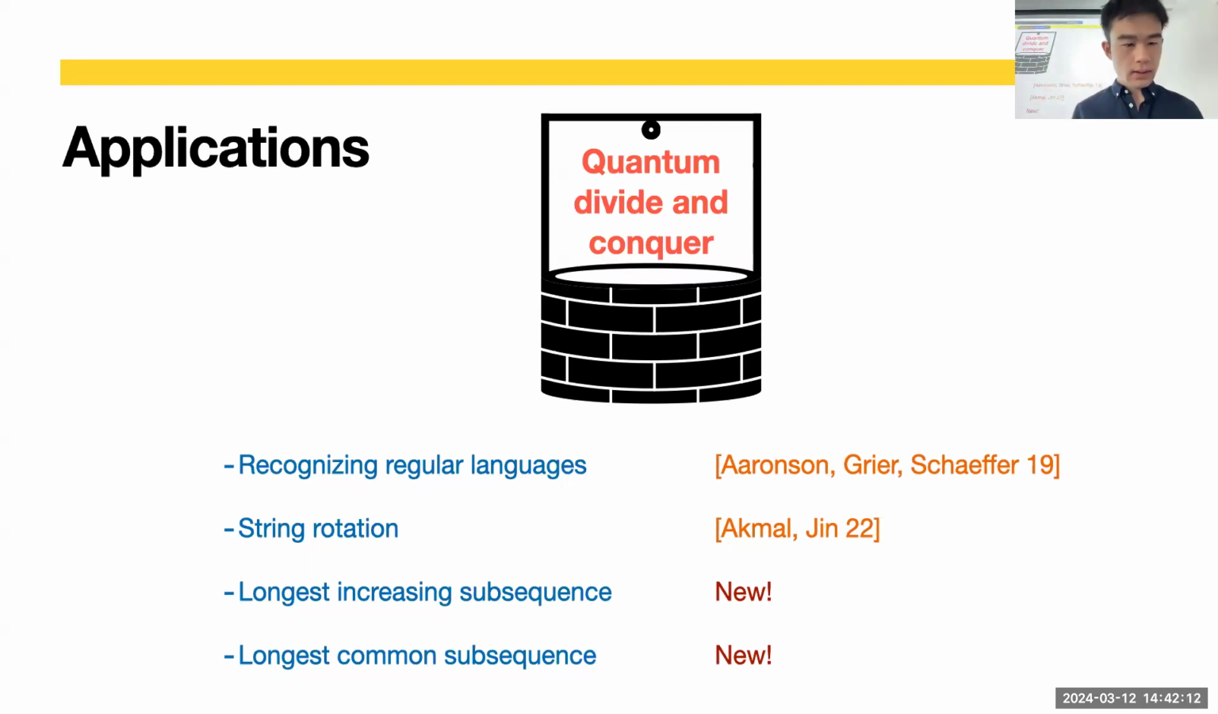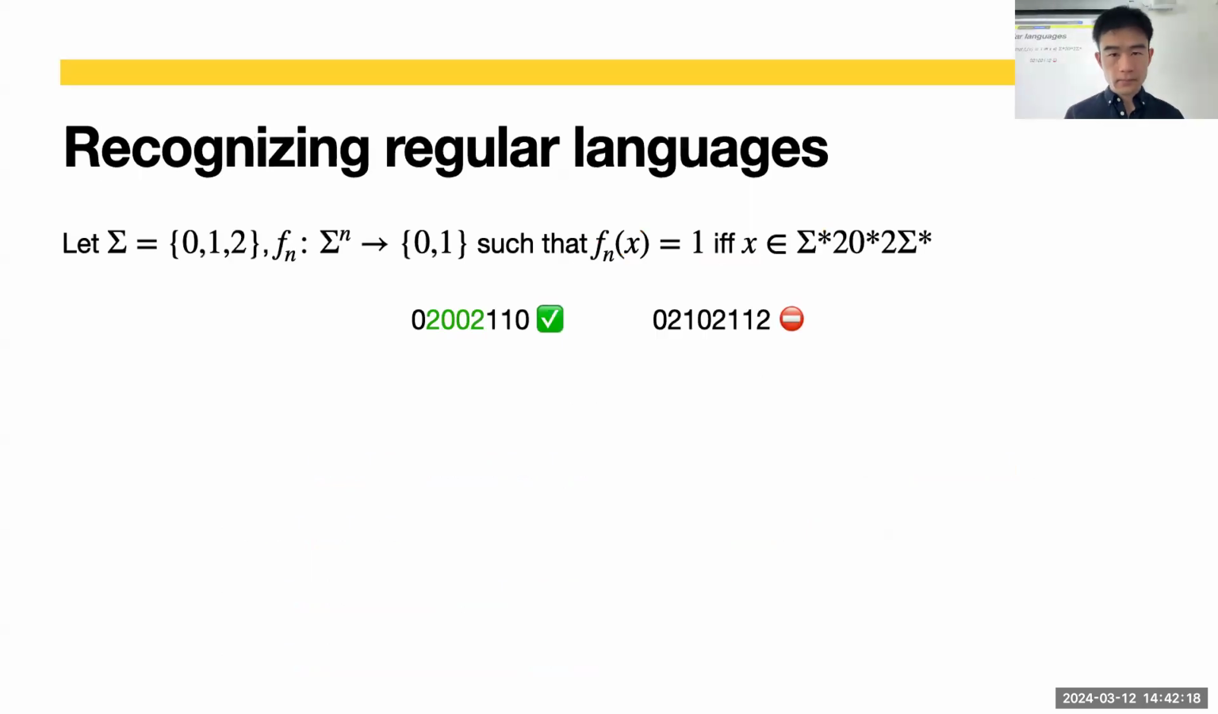Okay, so let's look at one of these applications first. Let's start with recognizing regular languages. We will not consider the general setting of recognizing an arbitrary regular language. We will consider, for this talk, recognizing a particular regular language, which basically captures the essential details of how this thing would work in the general case. And so here, we consider sigma being the set 0, 1, 2. And the function we want to compute is defined by the regular expression shown on the slide.